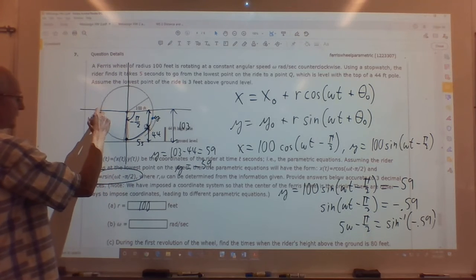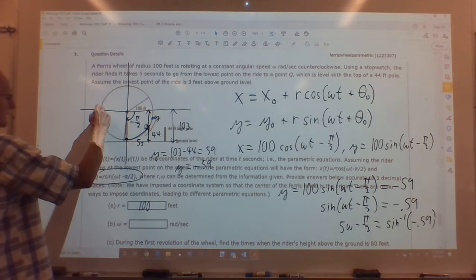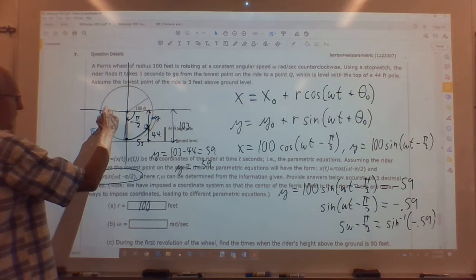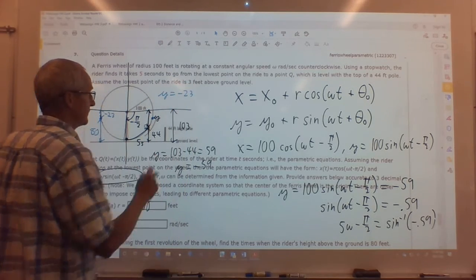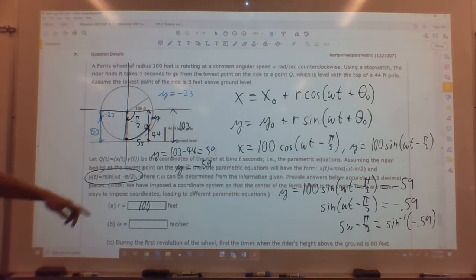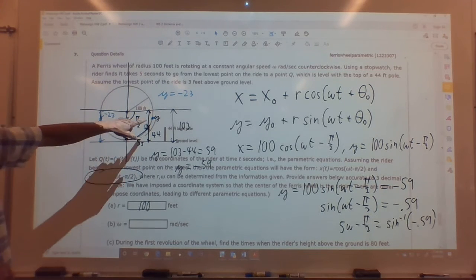This distance there is going to be, if that's 80, we know the center of the circle is 103, so this would be negative 23. So we want to know when y is equal to negative 23. And we'll get a point here, the first one, and we'll get a point here. So first it'll be here.